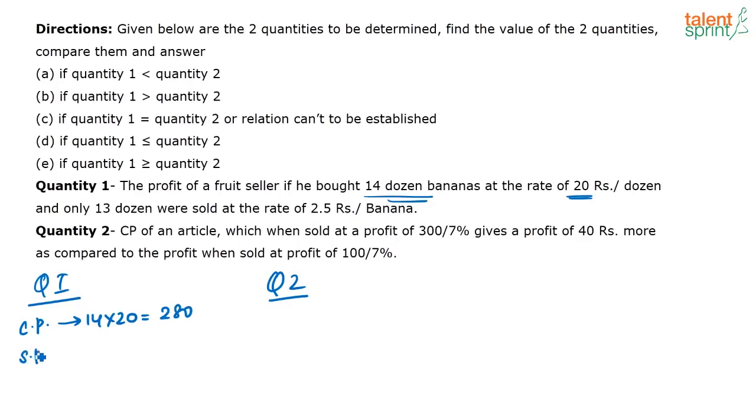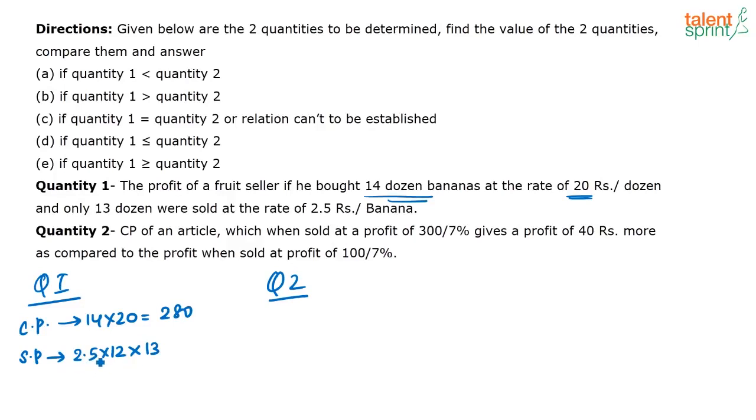So how many numbers make 1 dozen? 1 dozen is nothing but 12, correct? So one dozen bananas will have 12 bananas. So 1 banana is costing 2.5 rupees. So what will be the cost of 1 dozen? It will be 2.5 into 12. Then he has sold 13 dozens, so his total selling price is going to be 2.5 into 12 into 13.